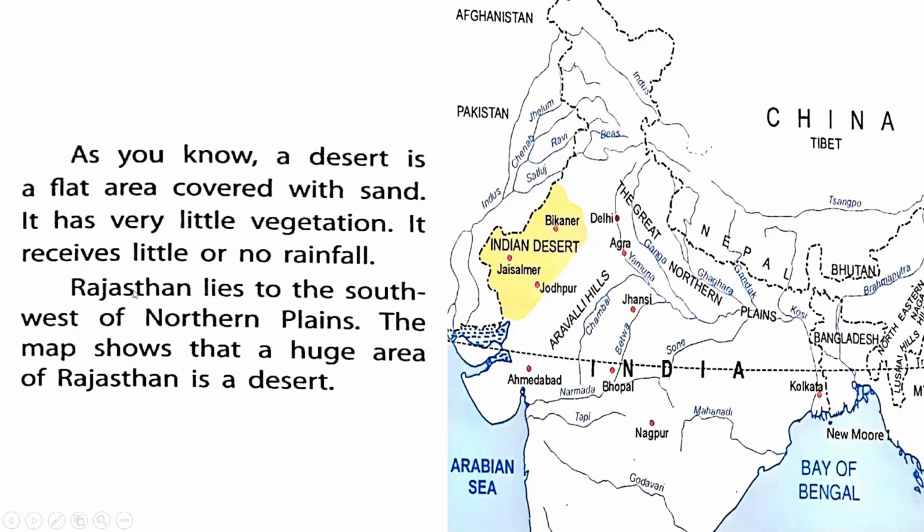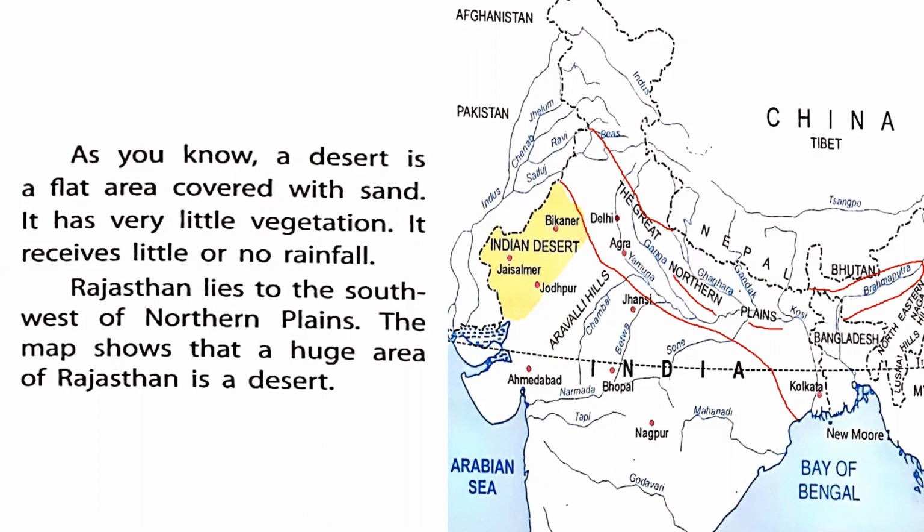Now, location of Rajasthan. Rajasthan lies to the southwest of Northern Plains. Let us mark this, children, first. Look at the map over here. Yes, here. I'm just marking the Northern Plains over here.